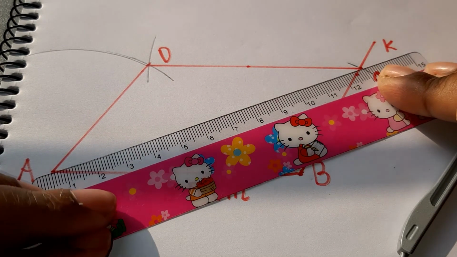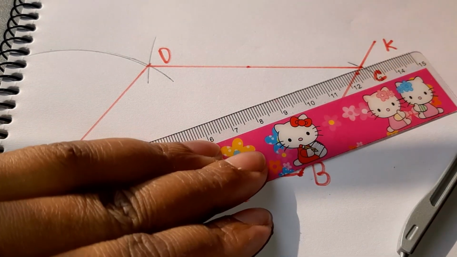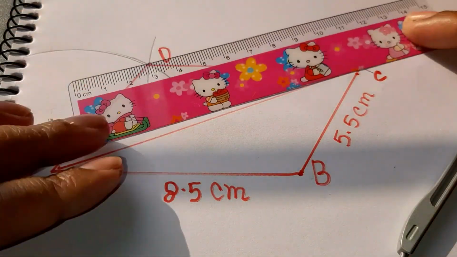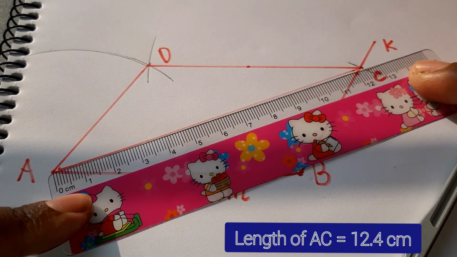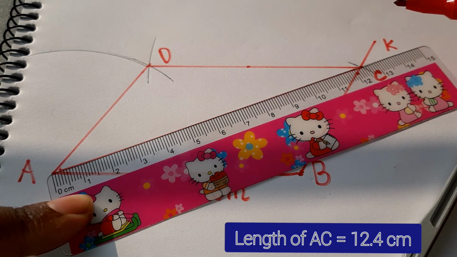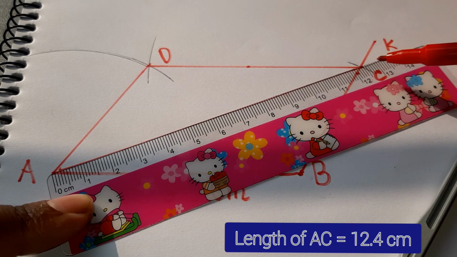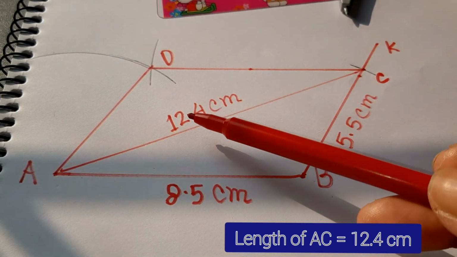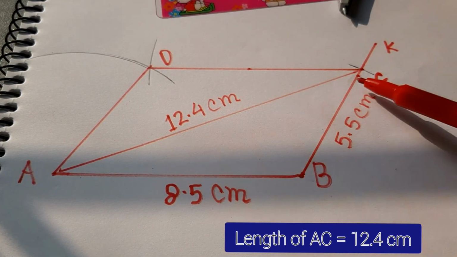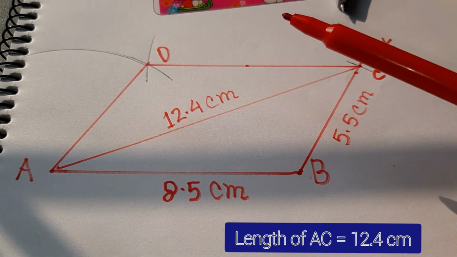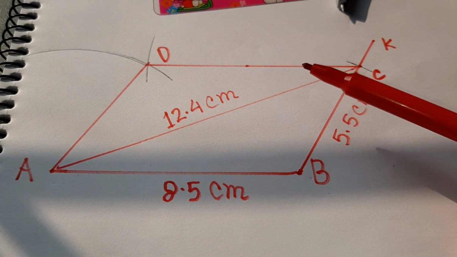So this one we need to figure out, this side. So AC, so the ruler can help us. Yes, that is 12.4 centimeter. So guys, that is AC, that is 12.4 centimeter. This is the length of diagonal AC. So that is our final answer. So that's all. Thank you very much.